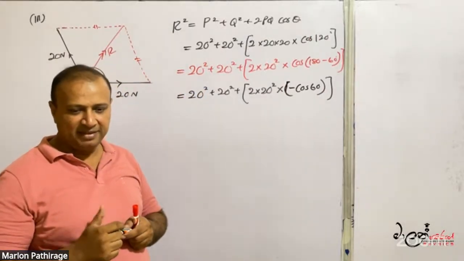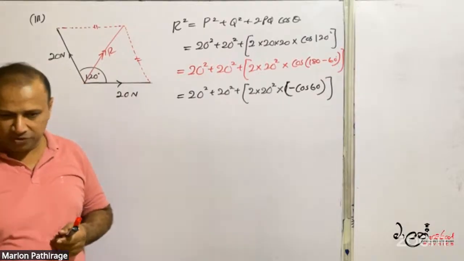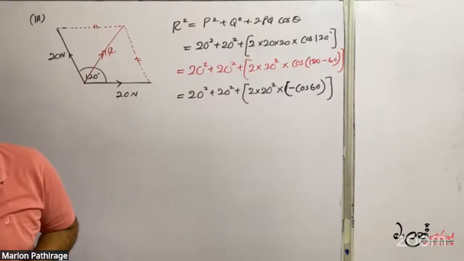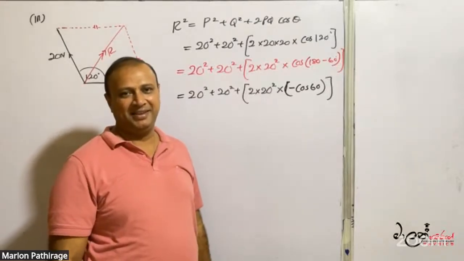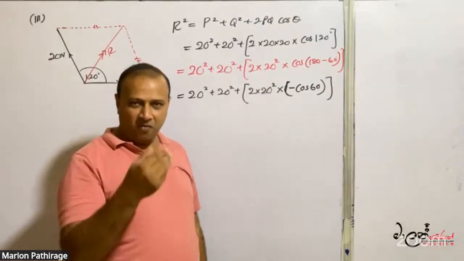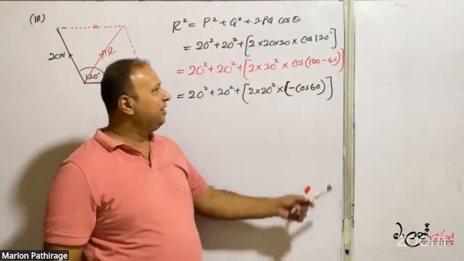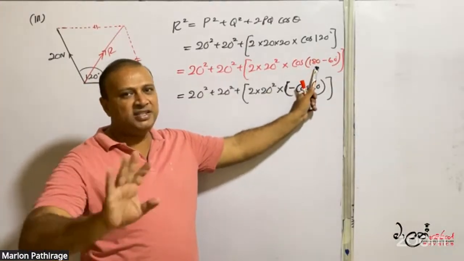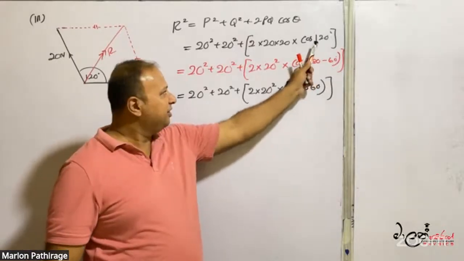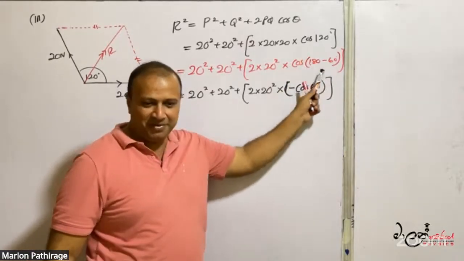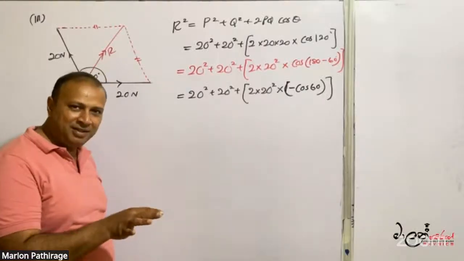Is that clear? If it is clear, please raise your hand. 180 minus 120, no, sir? No. 180 minus 60. That 120 is equal to 180 minus 60. Actually, we did not change anything. This is 120, no? 120 is written in another format.